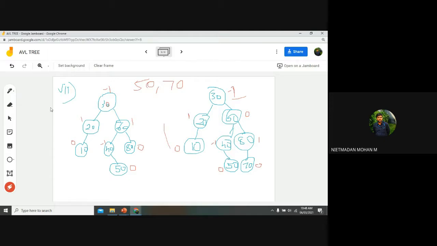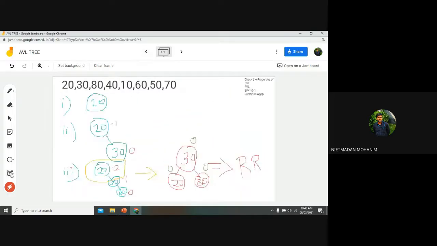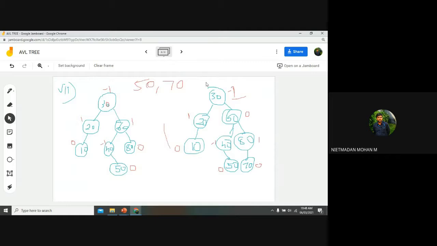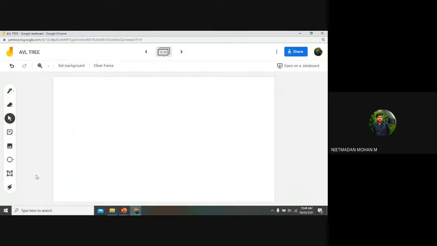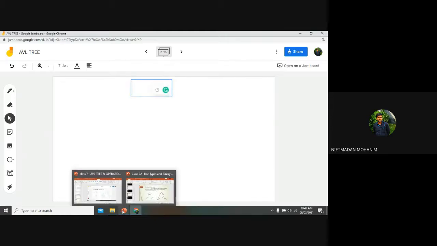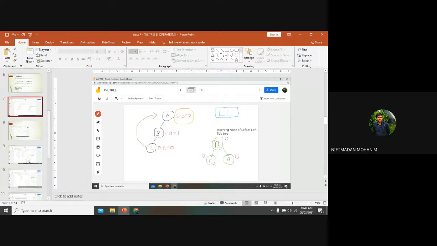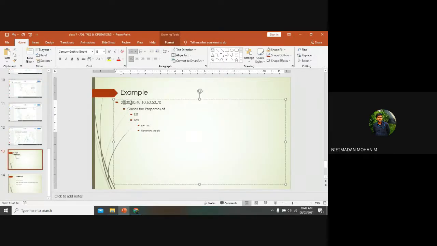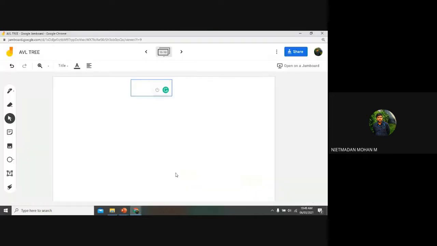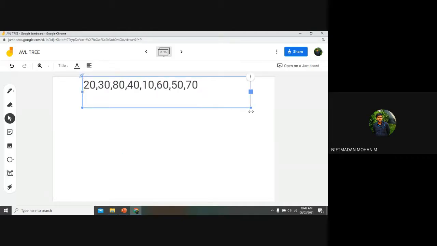One minute, I will tell you this. By using the AVL tree, we have finally got the tree like this. And you just imagine if you are not using the AVL tree, how the output will be. If you are not using the AVL tree, you are just using a binary search tree.